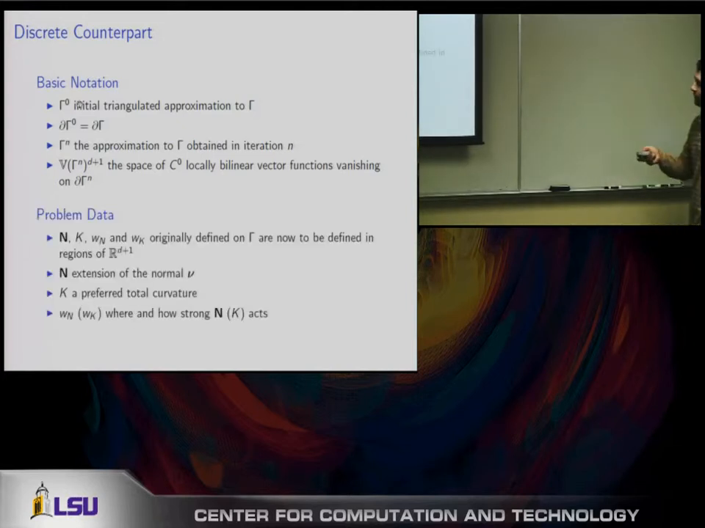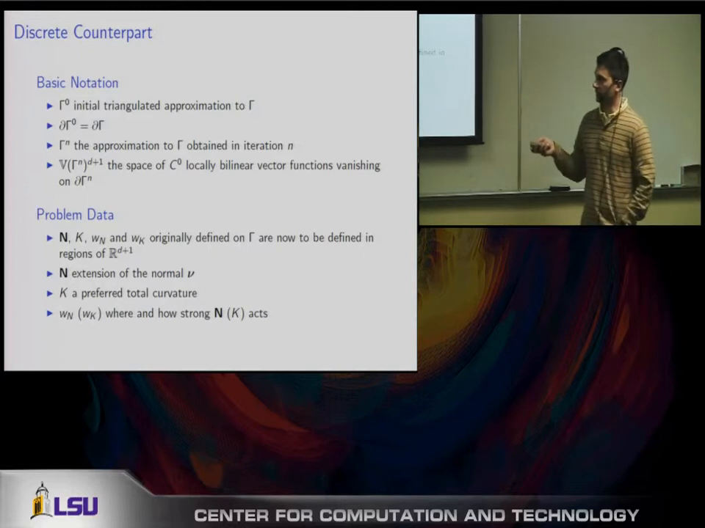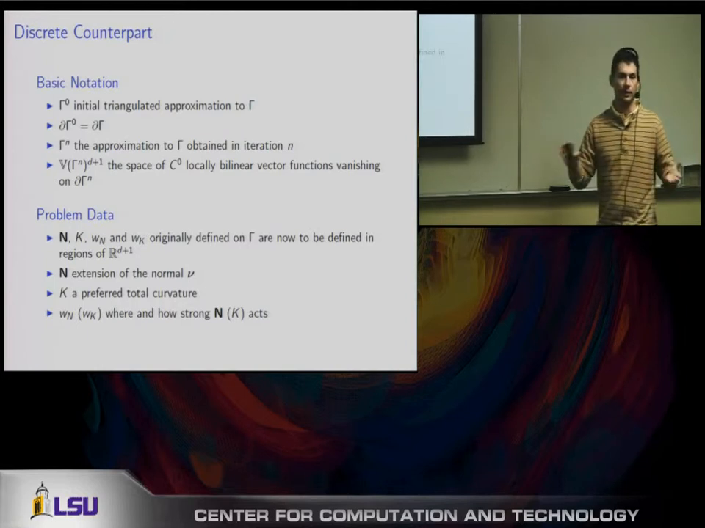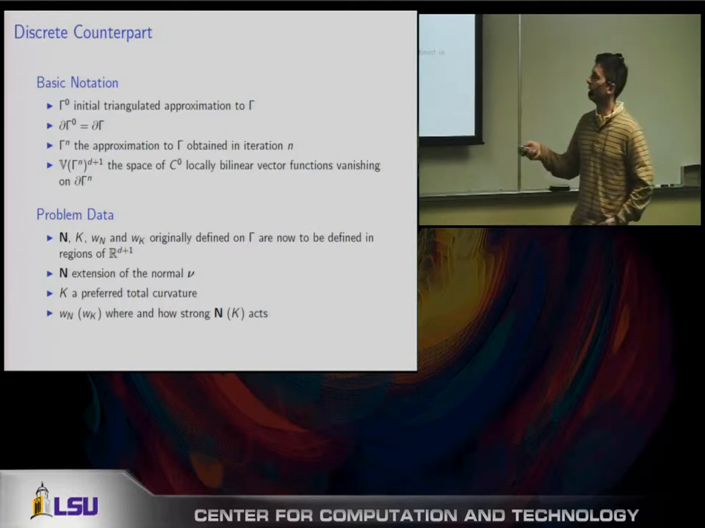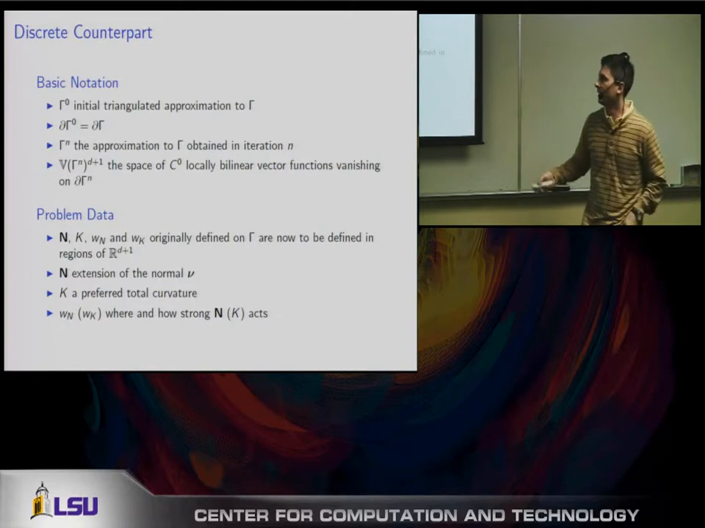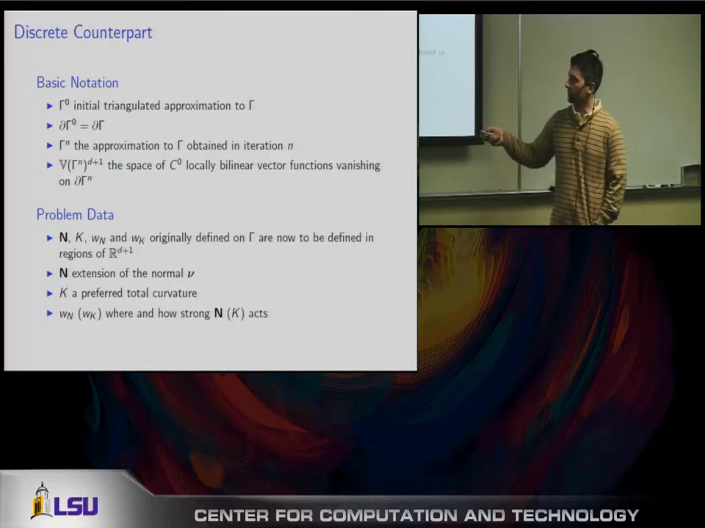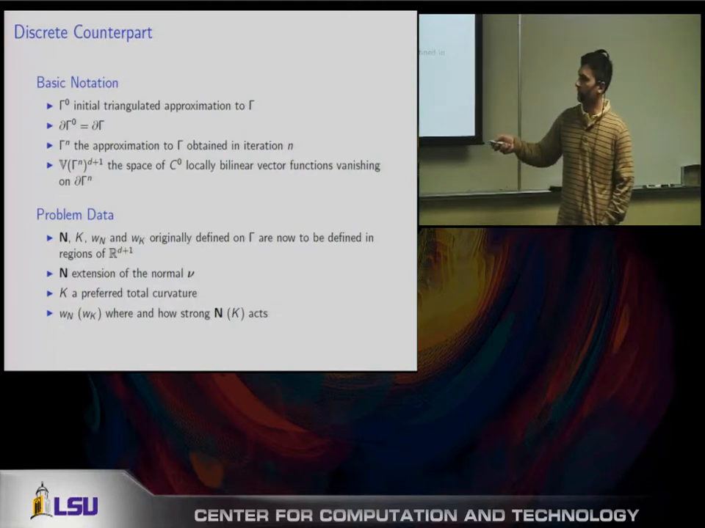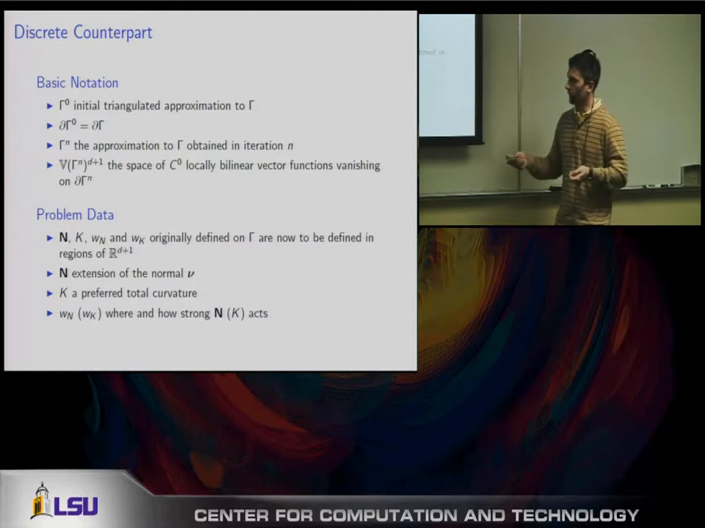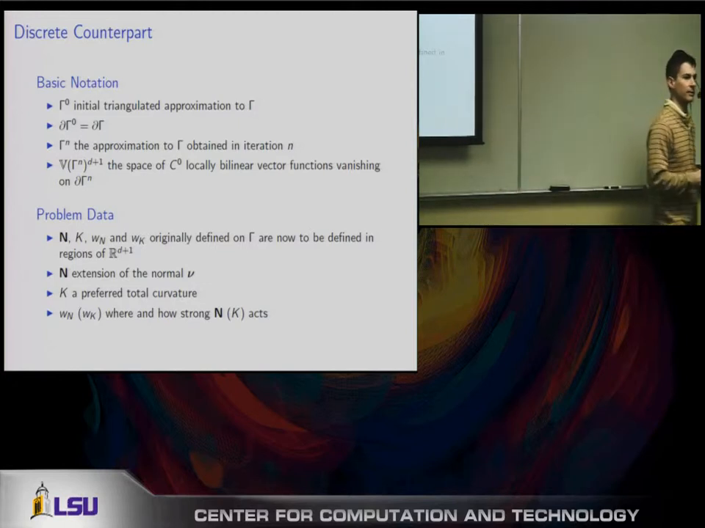So now it's where n and k take real meaning. It's at the discrete level. This n and k before were just restriction of the normal and the curvature, but now we don't have gamma anymore. So now these two things will be defined in the embedding space. Before were defined on the surface, and now they are defined everywhere. But so we think that n is an extension of the normal that we know on the boundary, and k is just some preferred total curvature that somehow we can guess. This is optional, we can put it or not. And wn and wk are these weights that say where and how strong these two functions, n and k, will act.